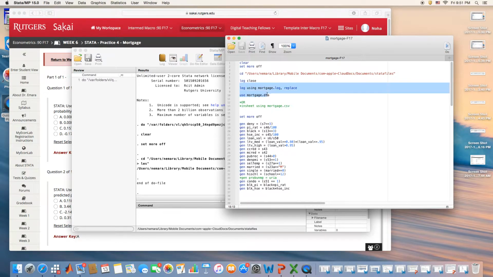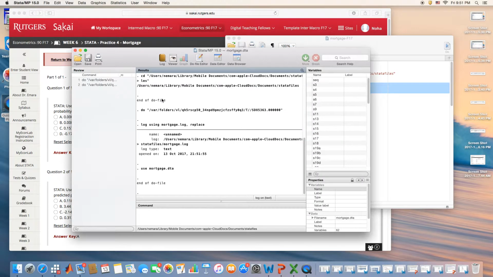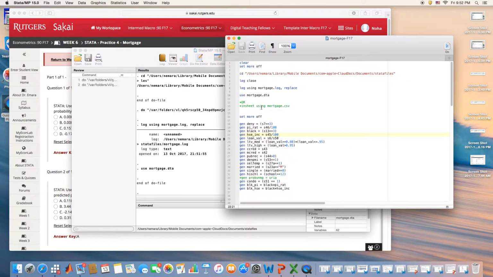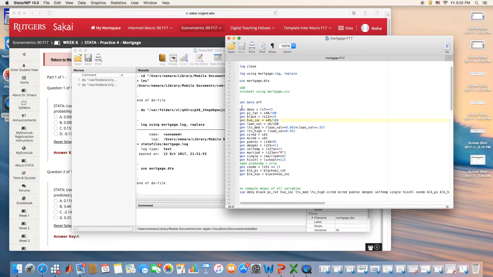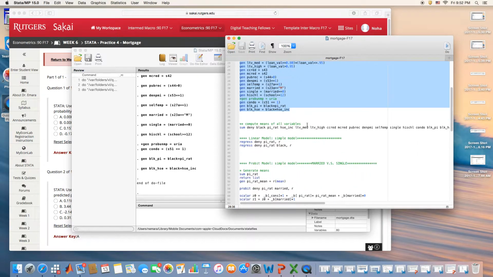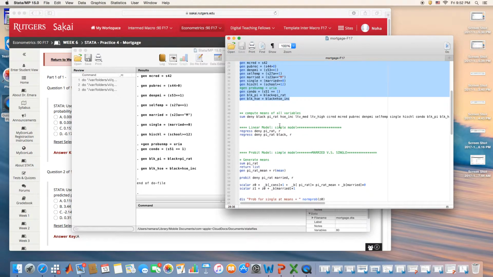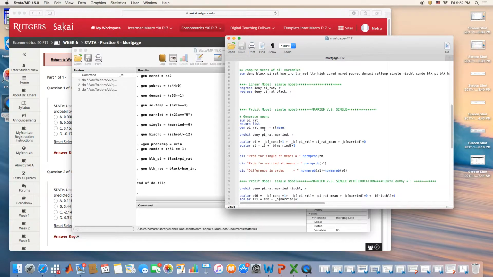Okay, and then I have the mortgage DTA, so I'm calling the data set. Here, as you can see, all in S's, we haven't defined them yet. Next, what we want to do is to define the variables of interest. The next step is, I'm not going to click on these. You can feel free to practice this part, but I'm focusing on the probit model now.